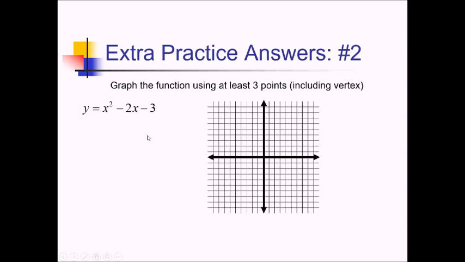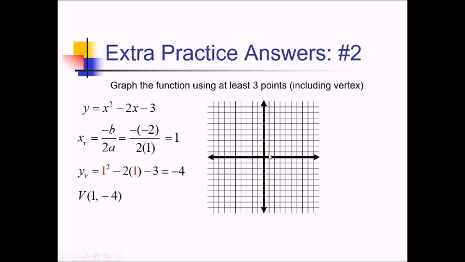To graph this parabola in standard form, we're going to use -b over 2a to find the x value of the vertex. So that's going to be -2 over 2 times an a value of 1. That's going to be 2 over 2, which is just 1. So that's the x value of the vertex. Plugging that back into the original will give us the y value of the vertex. So that's 1 minus 2, which is -1. -1 minus 3 is -4. So we have a vertex of 1, -4.